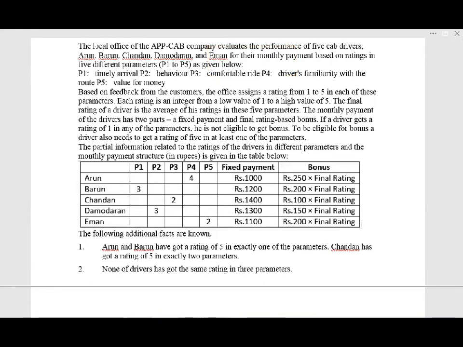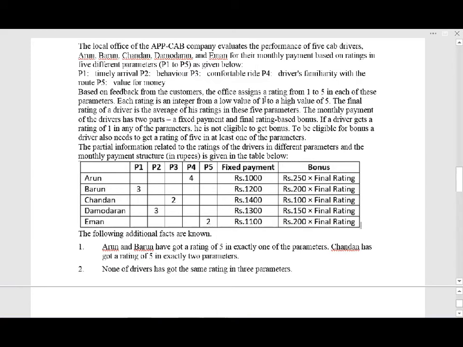Another set from the morning slot, comparatively easier. So we have 5 parameters in which 5 drivers got their rating. Their total earning has some fixed component and some bonus. The rate of bonus is given, and that is multiplied with the final rating. The final rating is the average of the individual ratings of each parameter.